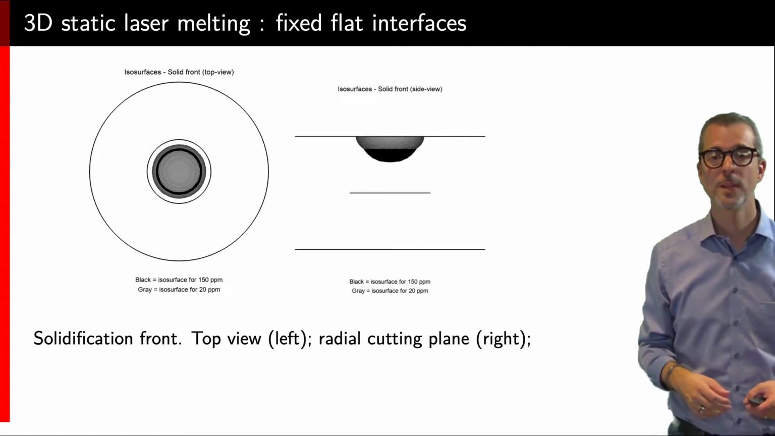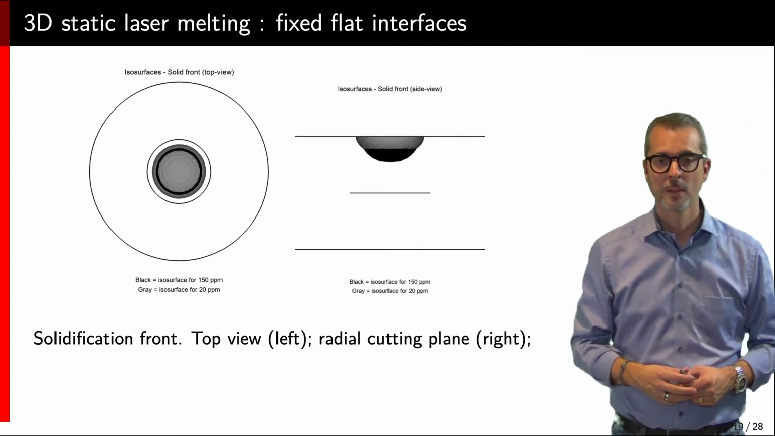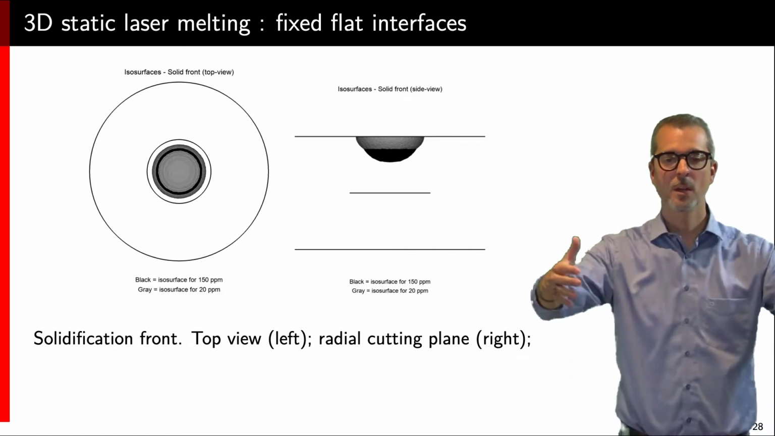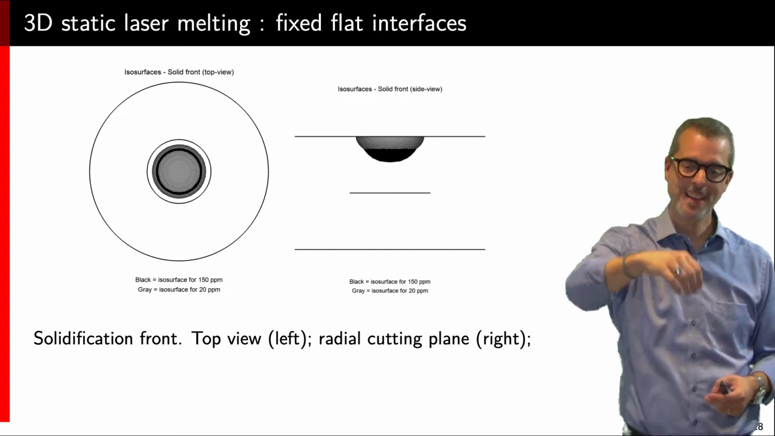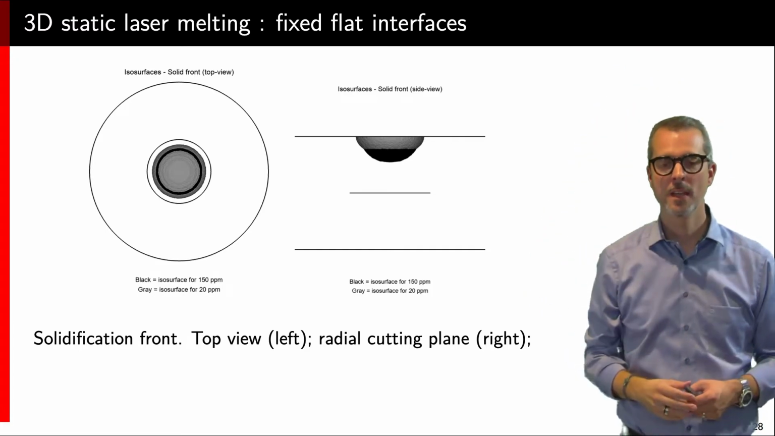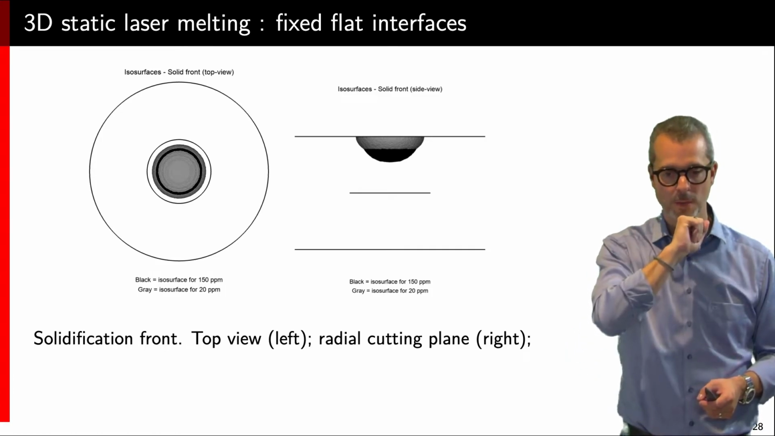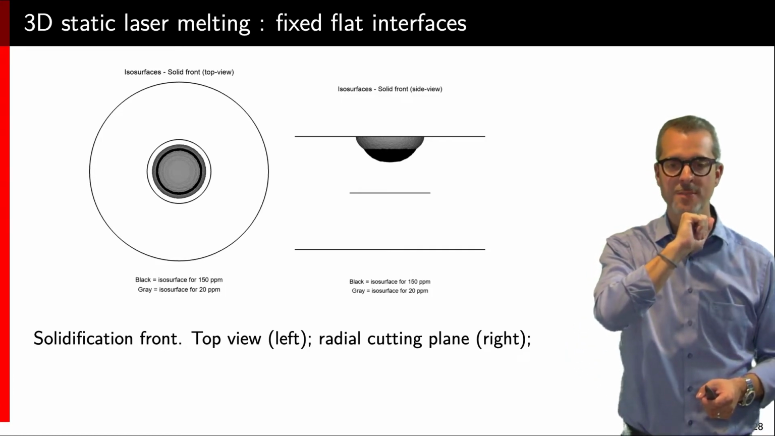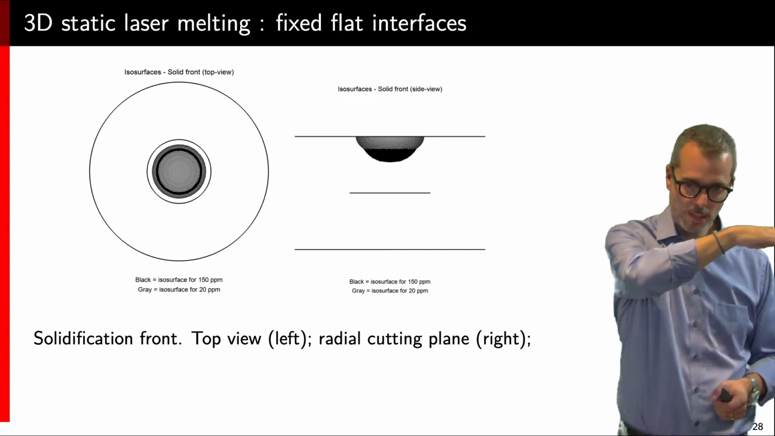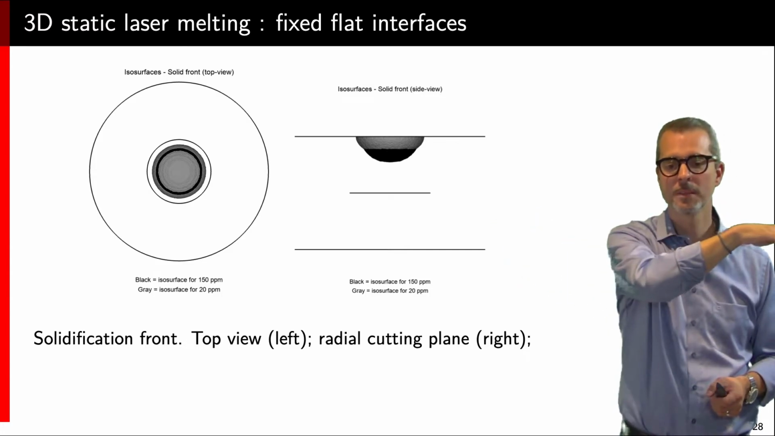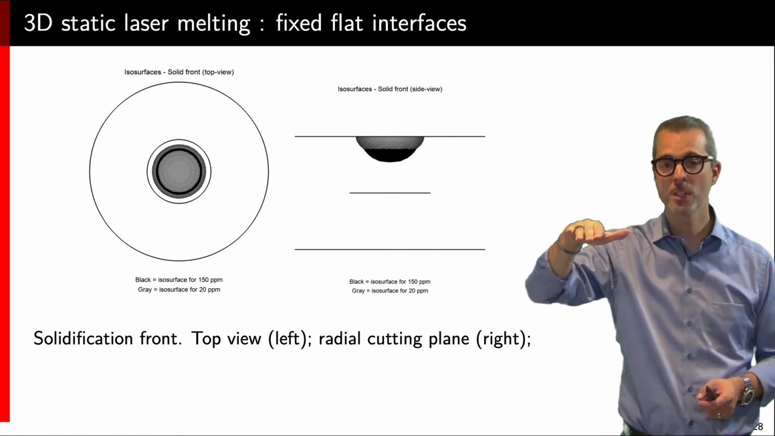Let's turn to 3D. Same setup, except that now we're in 3D, but we have one single laser source that is static, hitting the metal from the top. In the first part, we are going to assume a fixed flat interface. That means the interface on the top of the metal remains flat. There is no free surface.